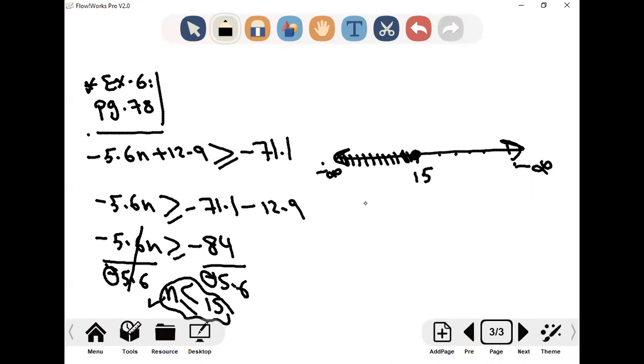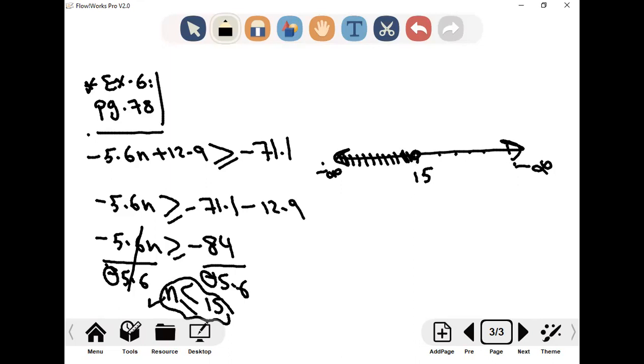To graph the solution, I will draw a number line, put my 15 at the middle. Because we have equal here, I make it closed. But if I don't have equal, it will be a normal open circle, but open. Okay? What's the meaning of open or closed? Here, the 15 is included in the solutions. But if I have an open circle, it means the 15 is not included in the solutions.